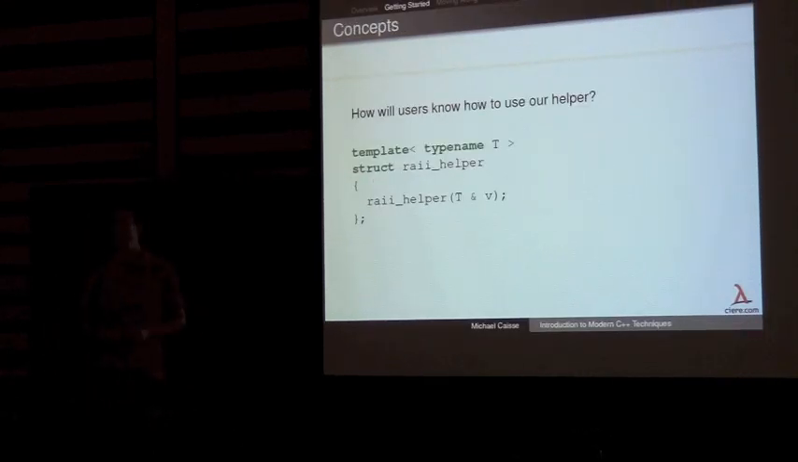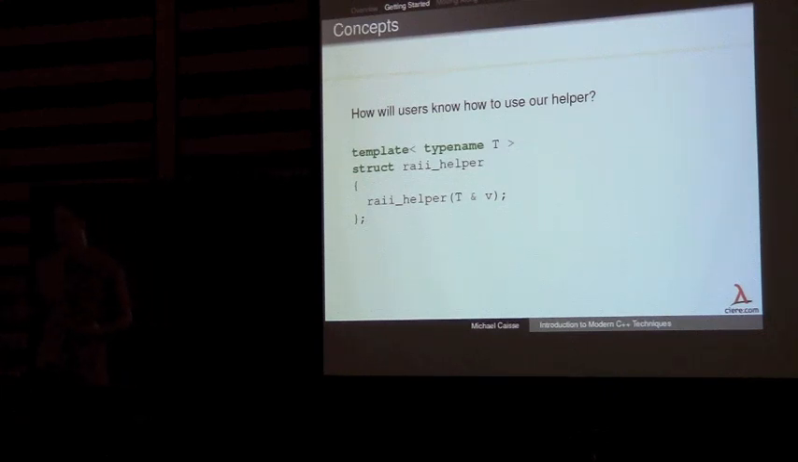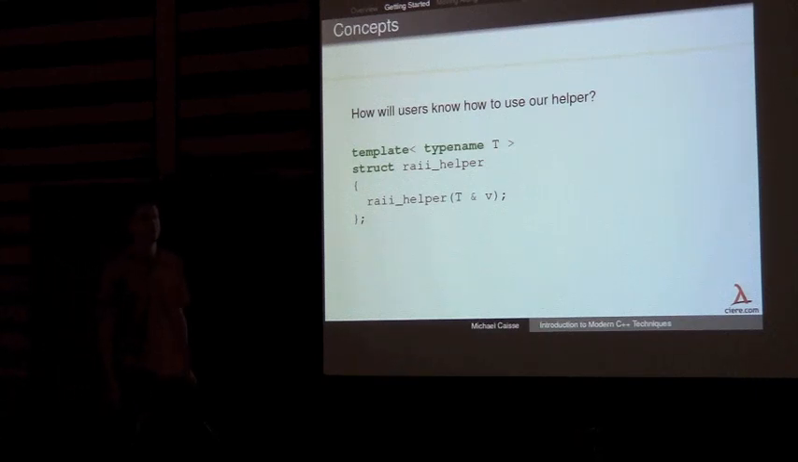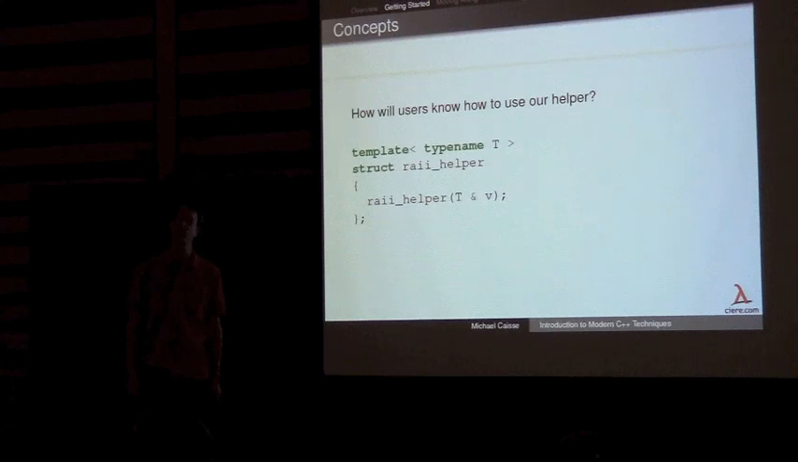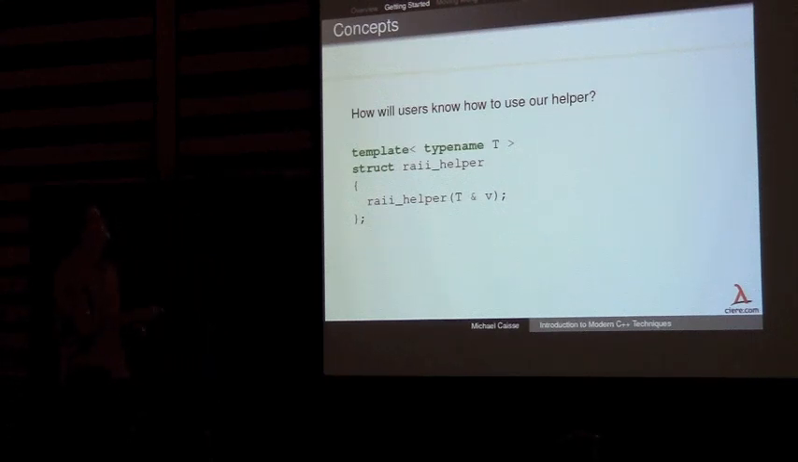So we have this helper now, but how do we talk about it? I'd really like other people to utilize my helper, otherwise everybody's going to just be making helpers. In general, we call these concepts. I need to understand, for a T, what are the different things that T has to support in order for me to be able to use it with my helper. So there's got to be some way to talk about this, right?